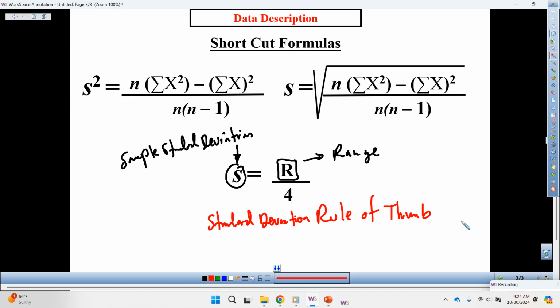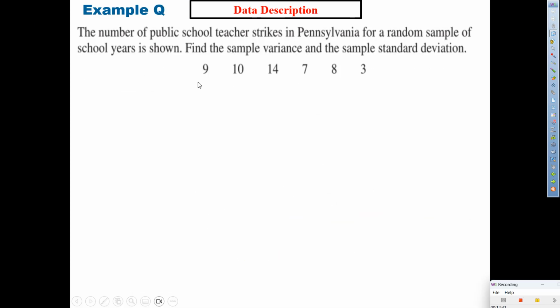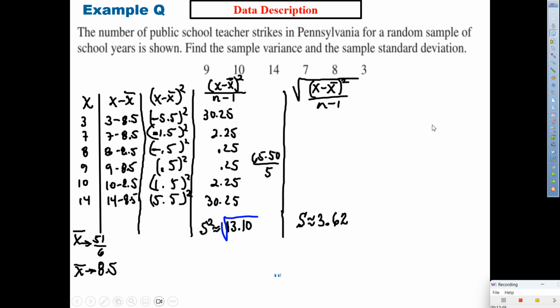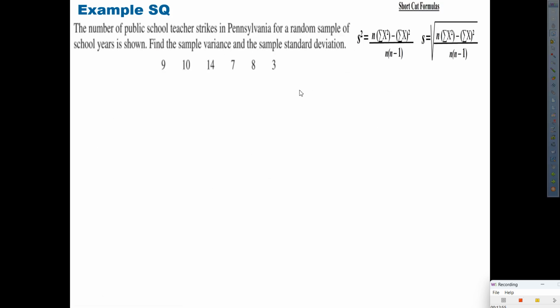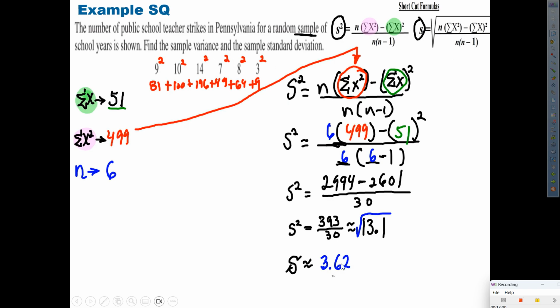All right. So let's see. Look up to the screen. So we covered this problem with this data, and we did the long way. Is that correct? And we got standard deviation being 3.62. From there, I introduced the shortcut formulas, and then we did the same problem with a shortcut formula, and we ended up with a standard deviation of 3.62. Is that correct?